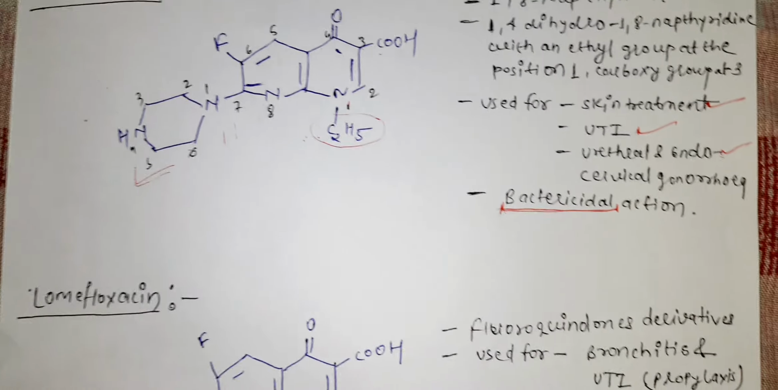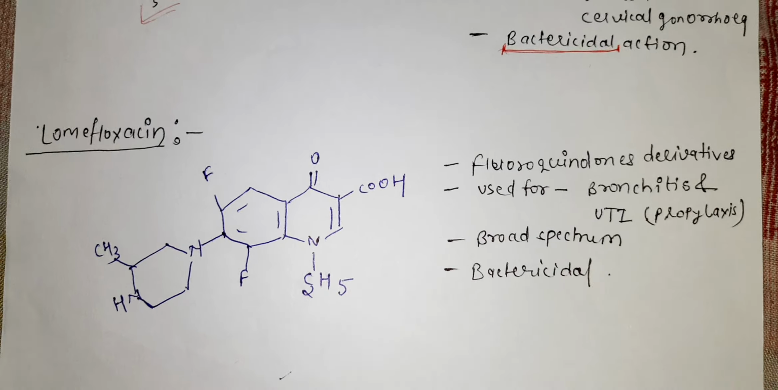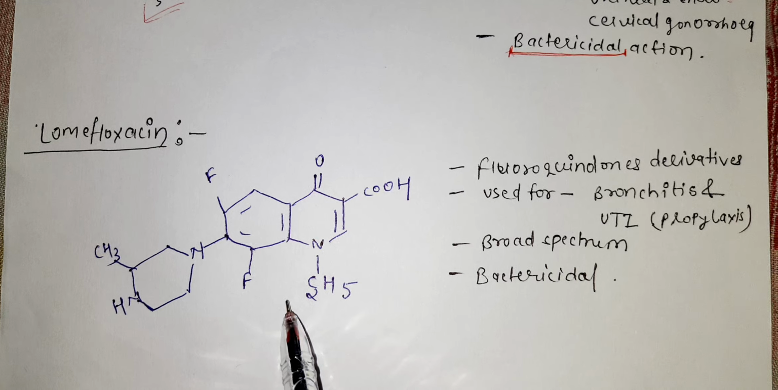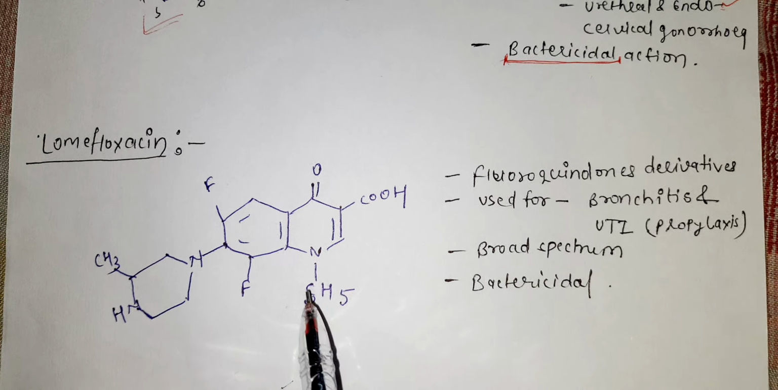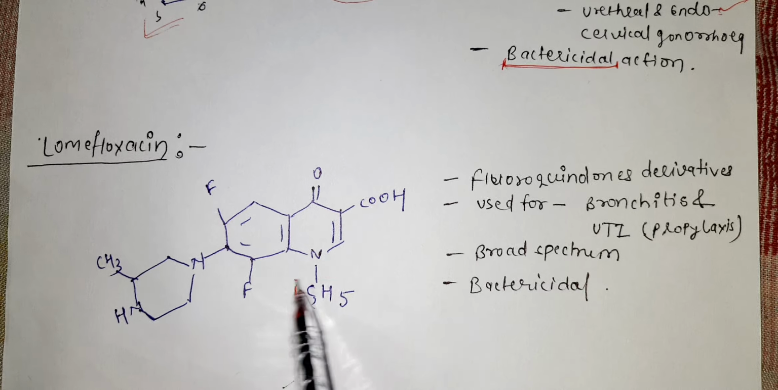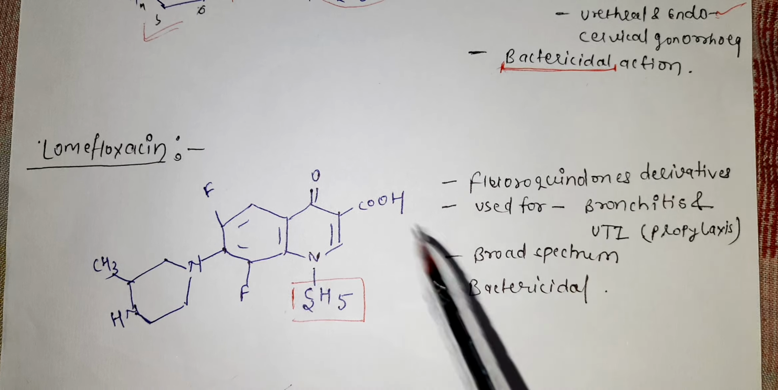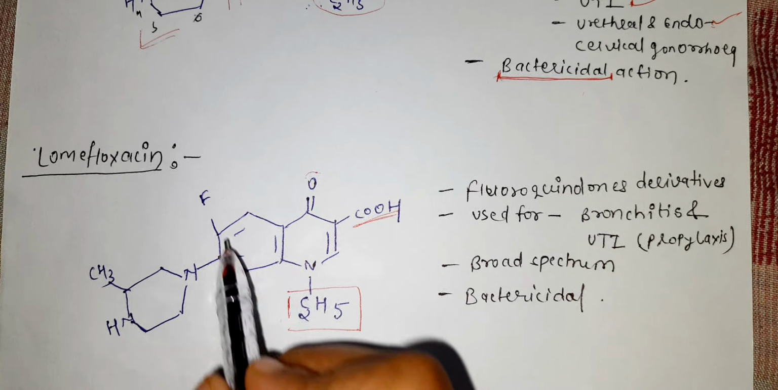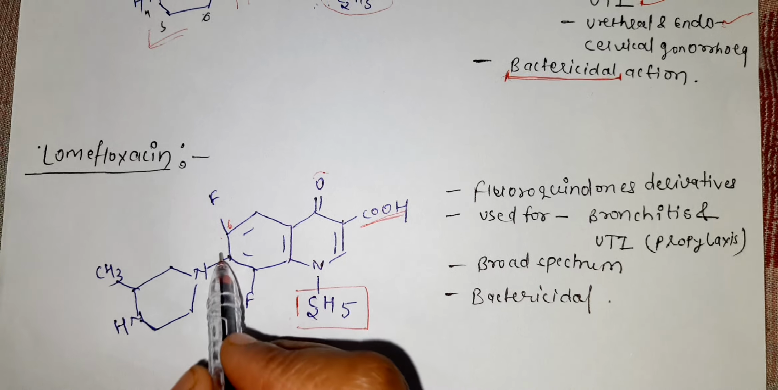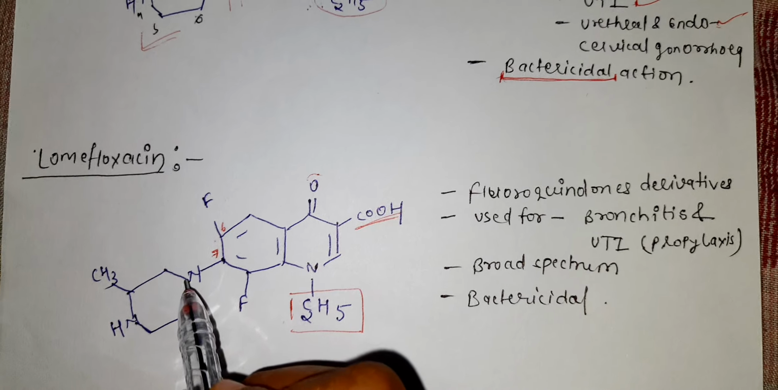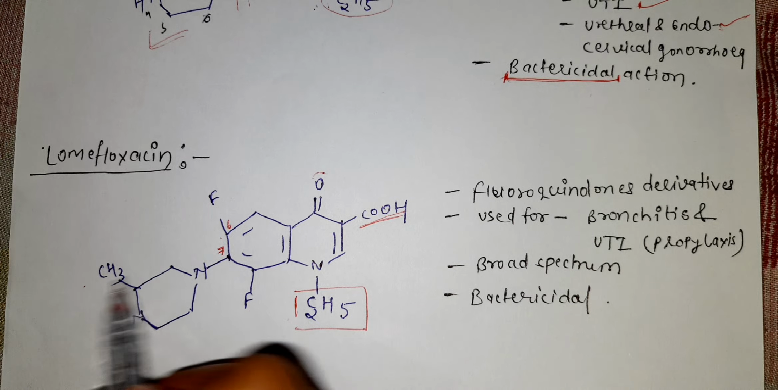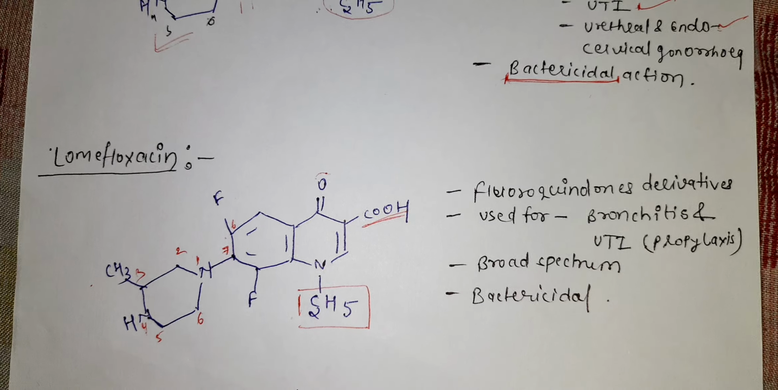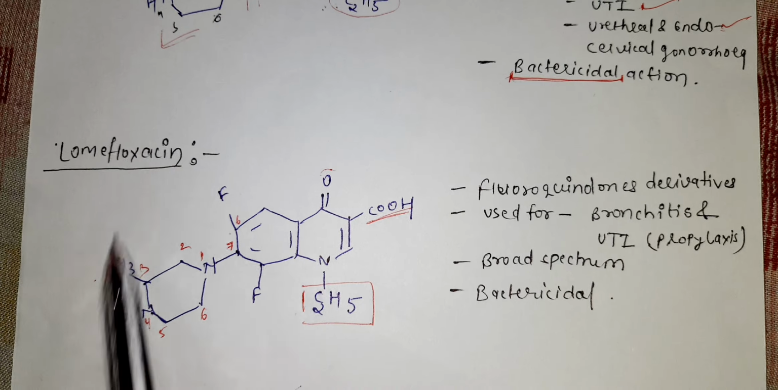Okay, so now move to the next drug, lomefloxacin. So this is the structure of lomefloxacin. It is a fluoroquinolone derivative, and position number 1 is substituted by an ethyl group. Position number 3 is a carboxylic group. The 4th is an oxo group. The 6th position is a fluorine group, and the 7th position is piperazine, and piperazine is substituted by 1 methyl group. Okay, so this is the structure of lomefloxacin.